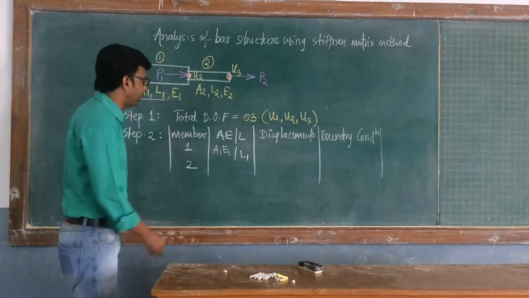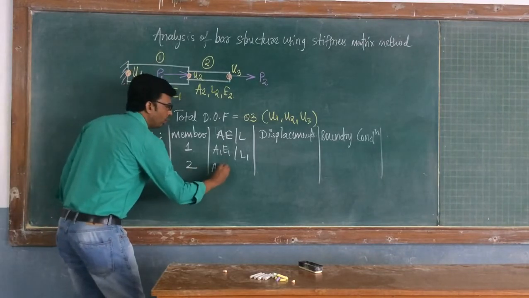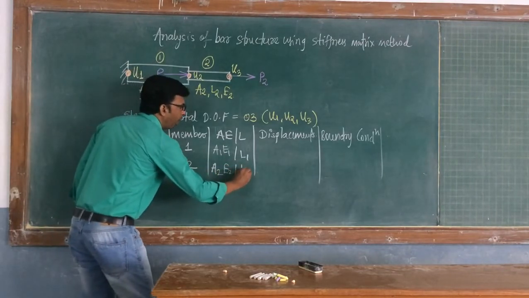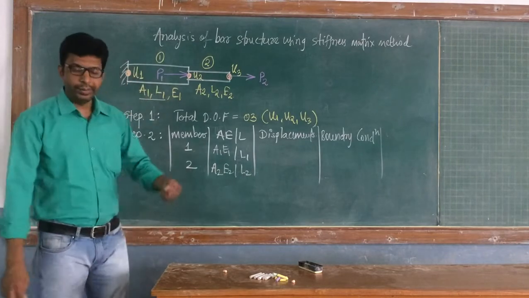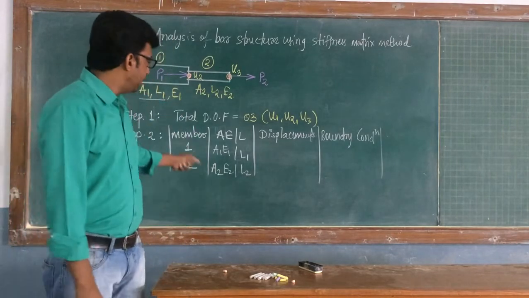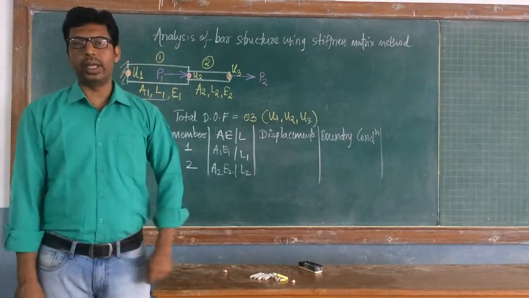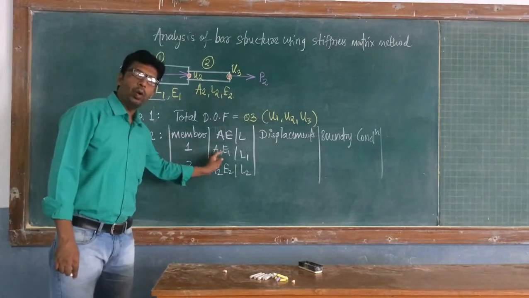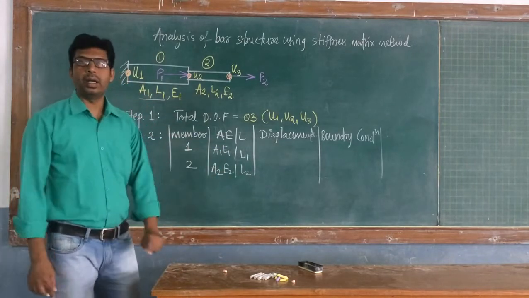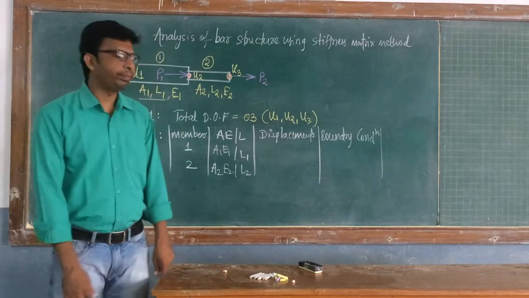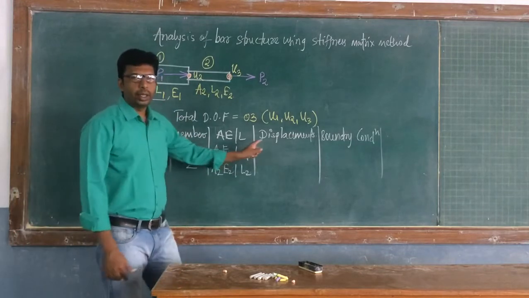A1, E1 divided by L1. Like this you have to calculate the A by L term. That is A2, E2 upon L2. If there is a third member, then A3, E3 upon L3. Like this, find out A by L of each member separately.